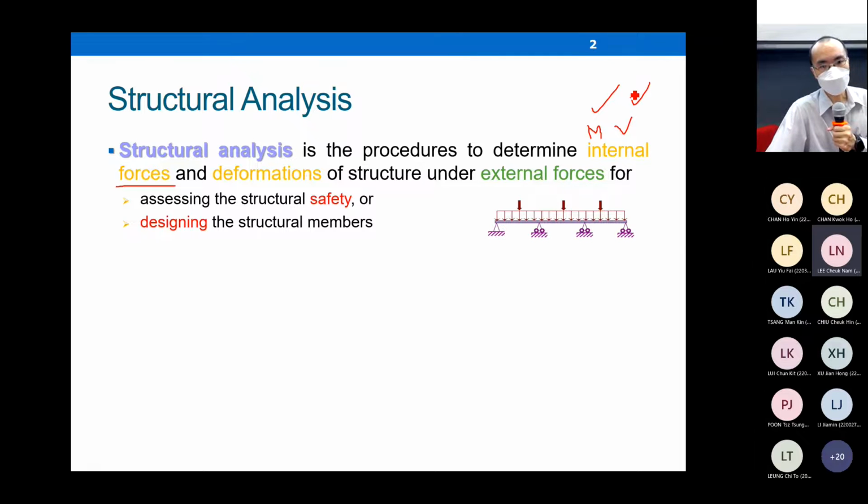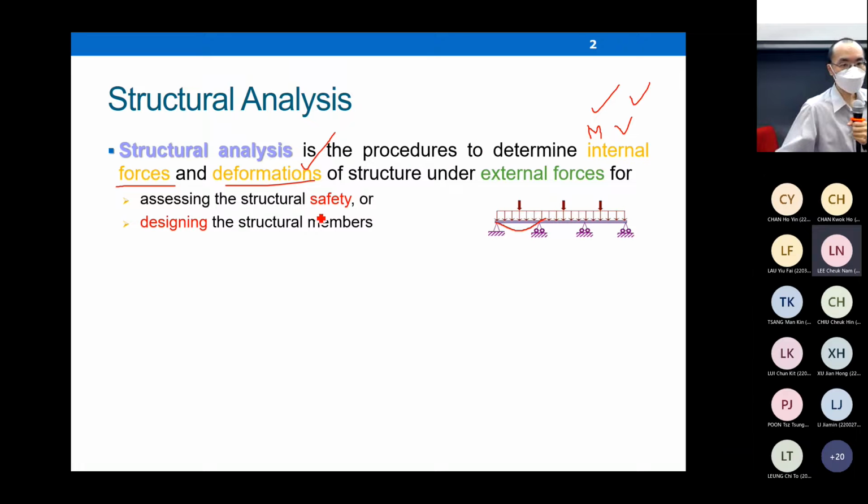So normally when students go to interviews at consulting companies, the engineers would like to ask them to draw moment and shear force diagrams as interview questions. So please make sure that you know how to draw them. Structural analysis determines structural response, firstly moment and shear force, and the other thing is deformations. How many millimeters moving downward or upward, right? Deformations of members and structures. The purpose is to assess the safety issue.